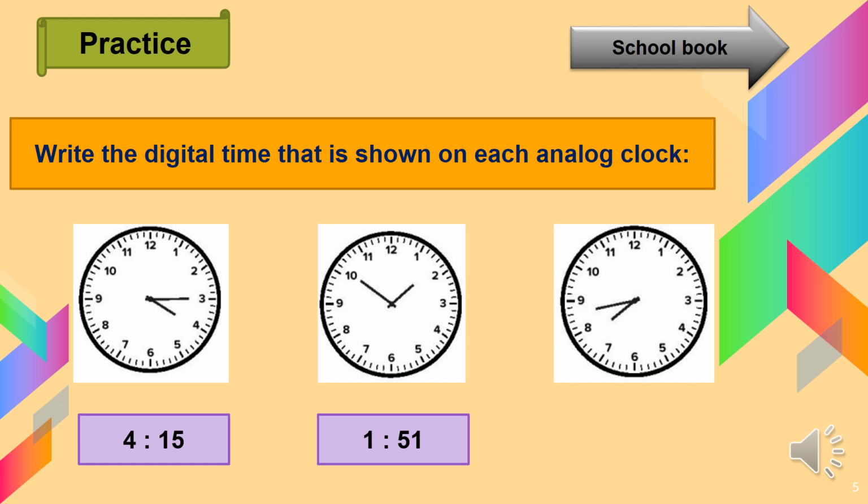The last one is the short hand between 7 and 8, and the long hand is after 8. Let's count how many dashes. The hour, by the way, is 7 and the minutes are 43. When the long hand is at 8 it represents 40, and then we count the small dashes one by one: 40, 41, 42, 43.